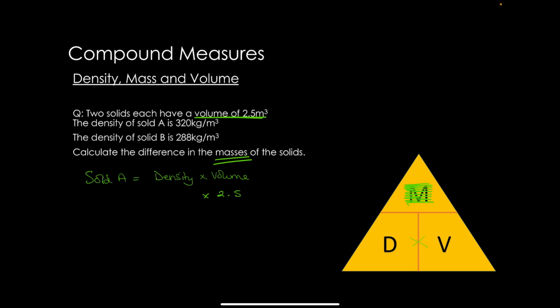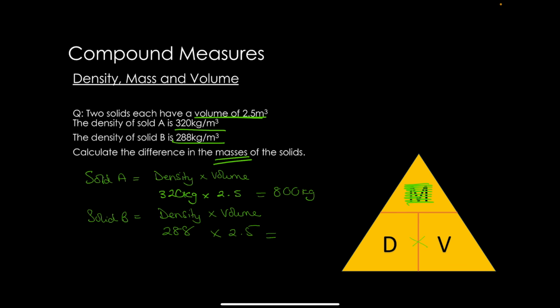The density of A is 320 kg, not that it matters when you're doing the calculation. So the first thing we do is 320 times 2.5, and that gives us 800 kilograms. Now for solid B, we do exactly the same: density times volume. Again, the volume's the same, 2.5, but the density this time is 288. If we multiply those together, that gives us 720 kg.